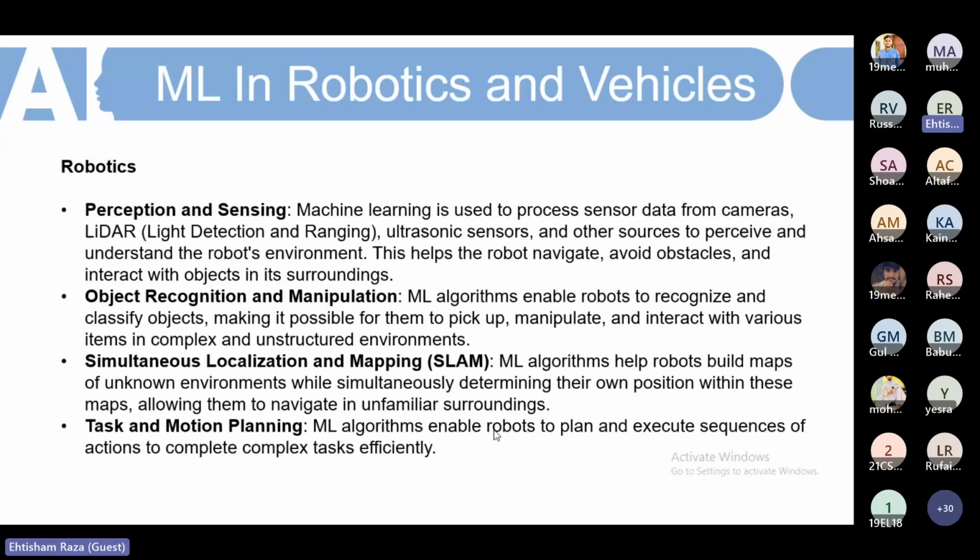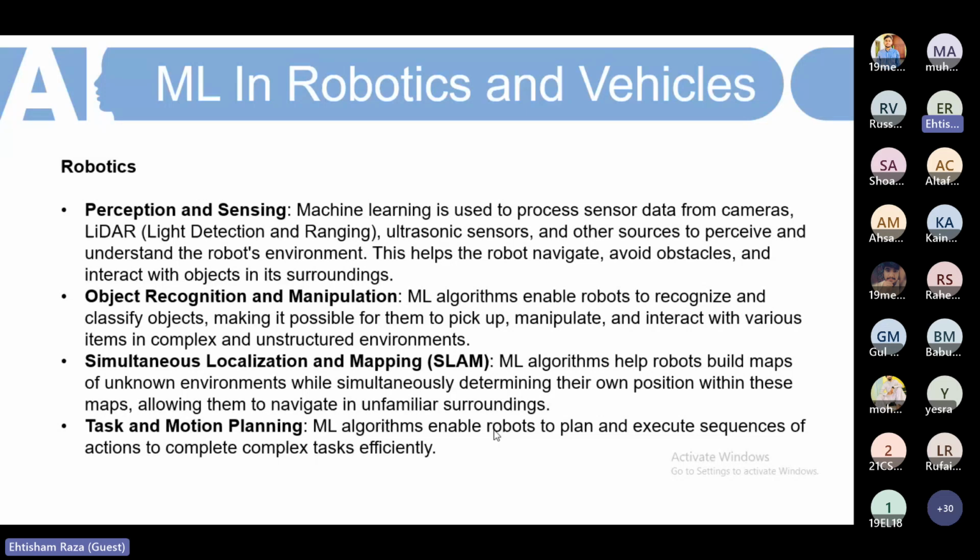Simultaneous localization and mapping. SLAM is basically a machine learning algorithm which helps the robot build maps of unknown environments while simultaneously determining its own position within the maps, allowing it to navigate in unfamiliar surroundings. This comes under reinforcement learning. SLAM enables your robot to determine its position where it is not familiar, so it can investigate the current environment and determine its position.